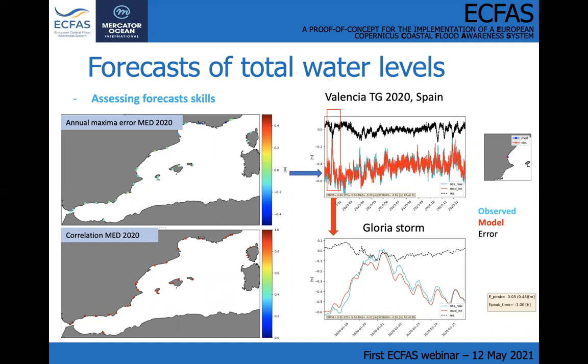And you can see in blue the tide gauge sea level record, in red the model sea level, total water level, and the residual between the two, so the error, is shown here as the black time series. And if we focus on the early period of that record, so in January 2020, where we had an extreme event with the Gloria storm, you can see that the model, still in red, is doing a good job capturing the sea level changes that were recorded by the tide gauge in blue. And you can see that the residual is quite small, even for this extreme event.